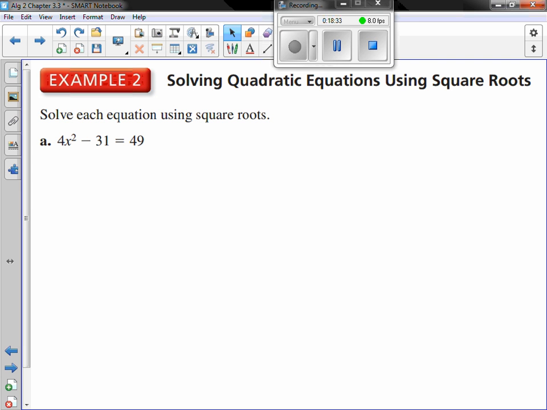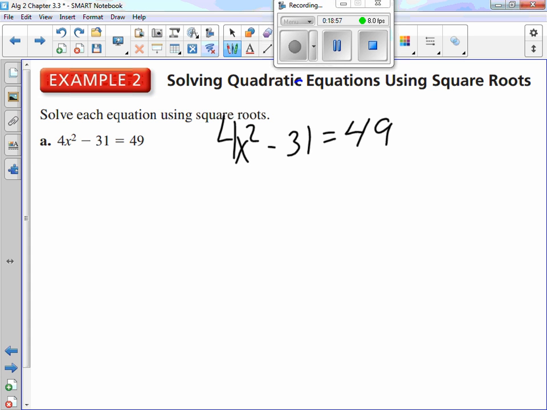So let's do that. Let's get the term that's squared by itself. Looking at this here, 4x squared minus 31 equals 49. So what is with our term that's squared, or with x squared? Well, we have two things. We have the 4 and the negative 31, yes? So really what I want to do for this one here is get x squared by itself.